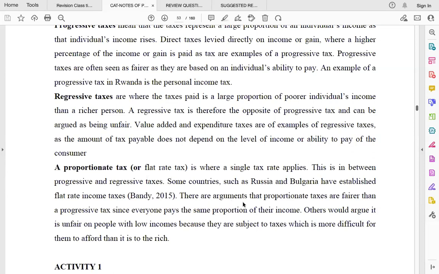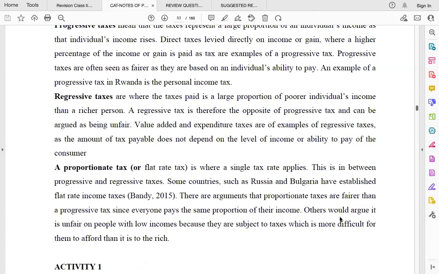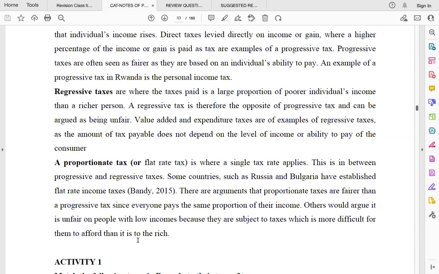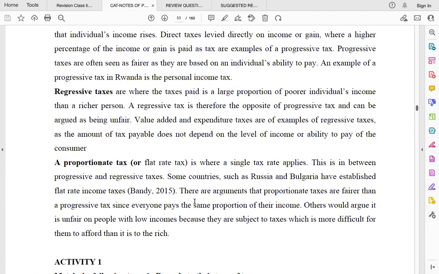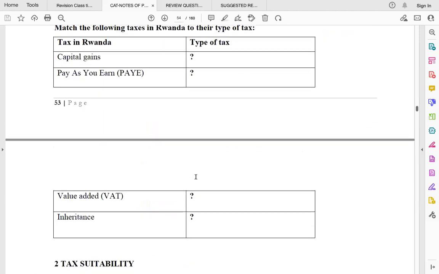There are arguments that proportionate taxes are fairer than progressive taxes, since everyone pays the same proportion of their income. Others would argue it is unfair on people with low incomes because they are subject to taxes, which are more difficult for them to afford than for the rich. Here we apply also a percentage. Now, if we have to answer this, capital gain is which type of tax?